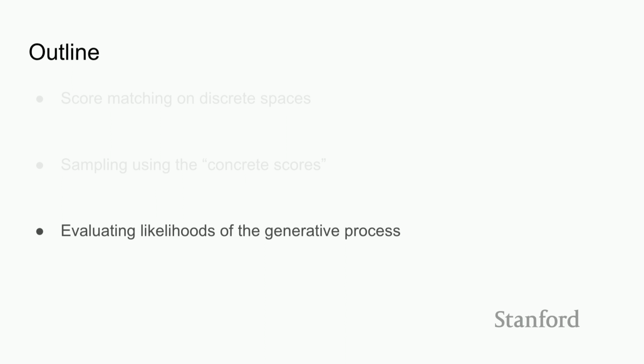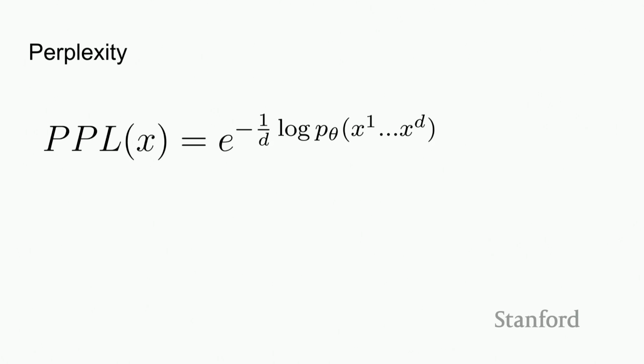So now that we have our generation quality, the last thing that we need to look at is how do we actually evaluate likelihoods of this generative process. We've shown how we can learn, we've shown how we can generate, how can we evaluate for likelihoods? The typical metric that people use for evaluating likelihoods is perplexity. The perplexity of an input sequence x is basically just e to the power of -1/d times the log probability of x1 to xd. So this is a very typical metric for autoregressive modeling.